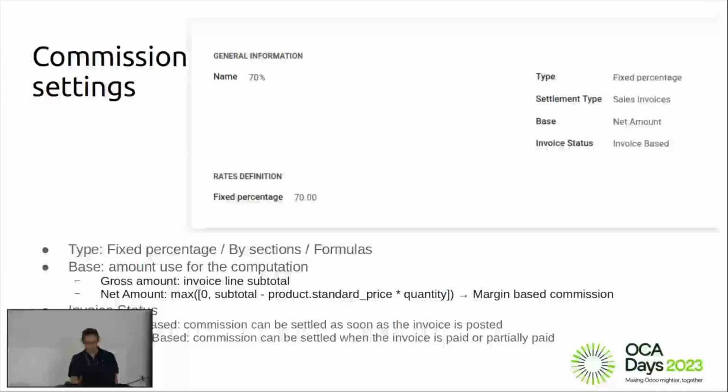And then you have invoice status. It defines when you can settle the commission. So if it's invoice-based, you can make a settlement as soon as you have an open invoice. But you can also have payment-based, which means you will only be able to settle your commission when the invoice is paid or partially paid.